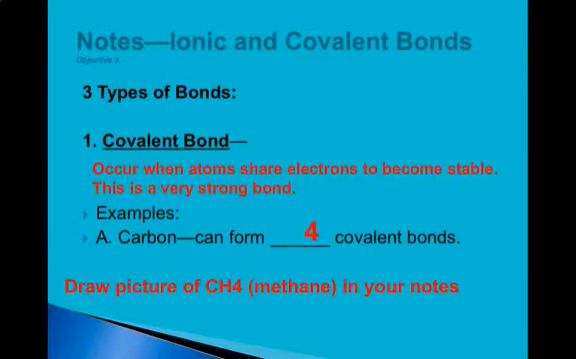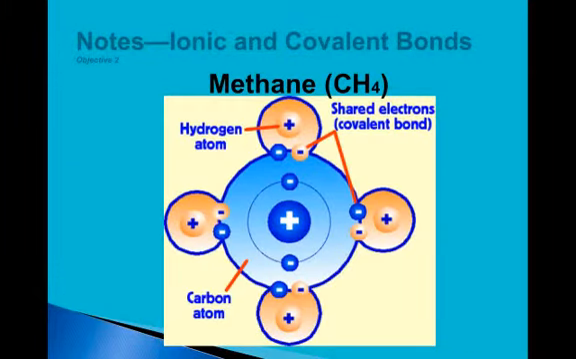Now, I want you to draw a picture down there on the bottom. I'm going to show you the picture on the screen in just a second. This is of CH4. This is methane. CH4 means there is 1 carbon atom bonded with 4 hydrogen atoms. The reason why carbon can form 4 covalent bonds is because on its outer energy level, there are only 4 electrons. See, the blue electrons that are drawn in here are the carbon electrons.